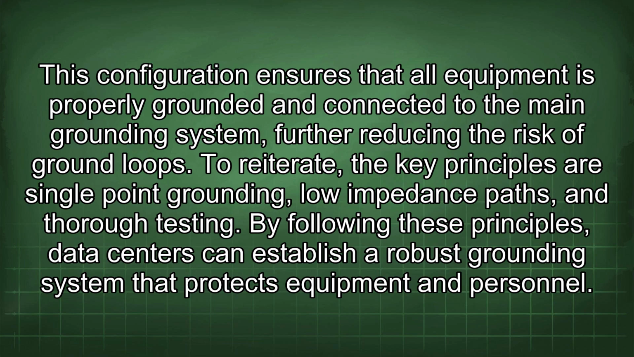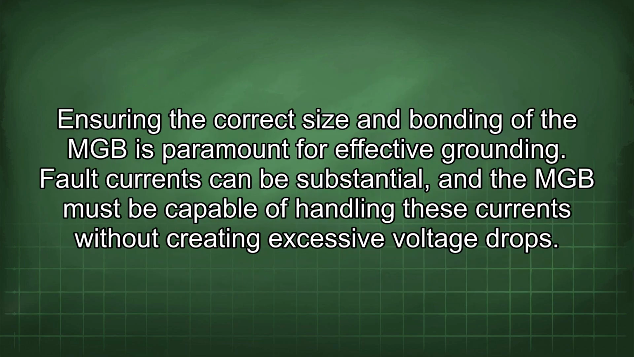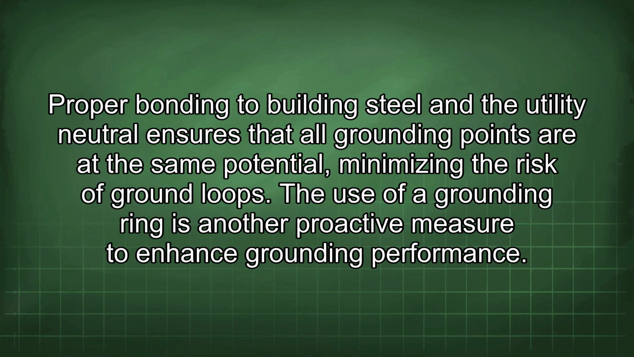By following these principles, data centers can establish a robust grounding system that protects equipment and personnel. Ensuring the correct size and bonding of the MGB is paramount for effective grounding. Fault currents can be substantial, and the MGB must be capable of handling these currents without creating excessive voltage drops. Proper bonding to building steel and the utility neutral ensures that all grounding points are at the same potential, minimizing the risk of ground loops.